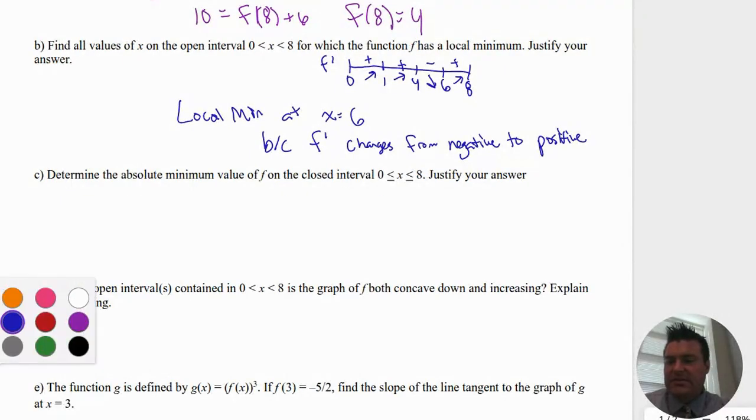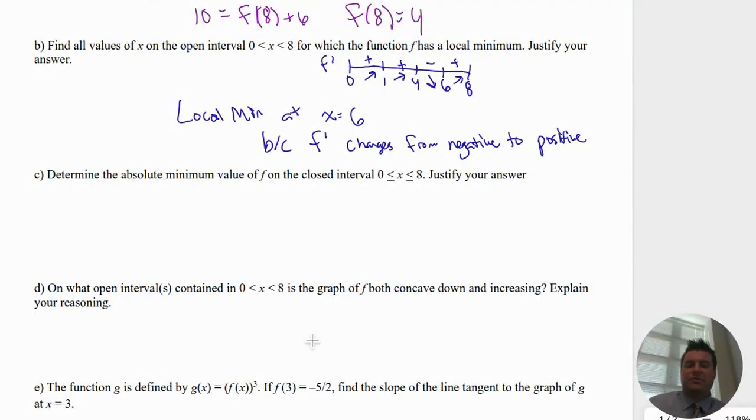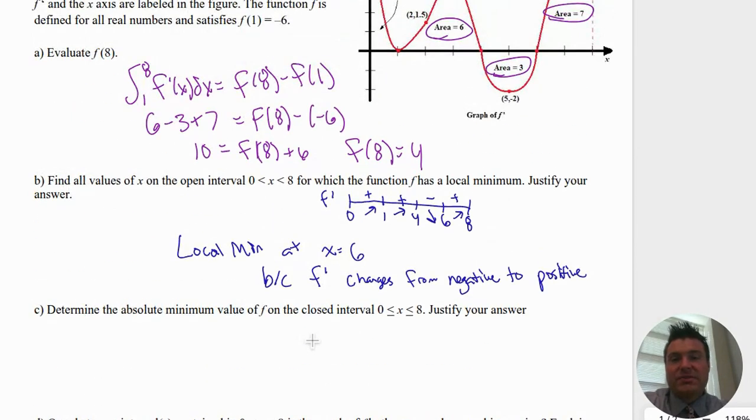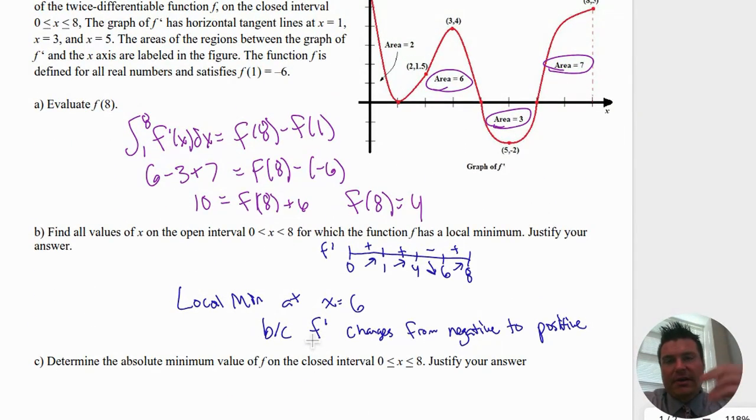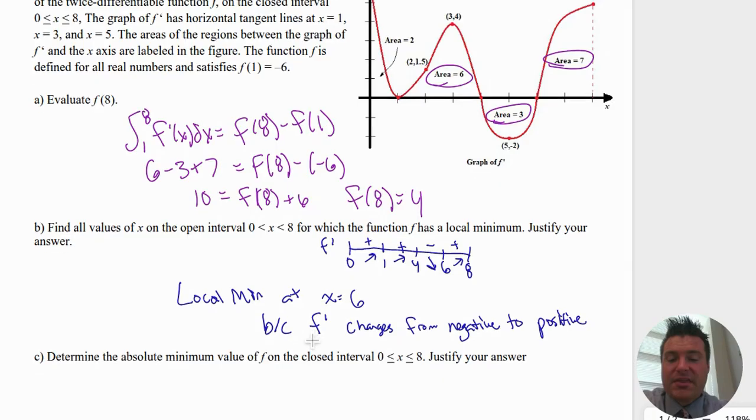All right, for the next section here, I'm going to determine the absolute minimum value, which means I need to use the candidates test. I'm going to use what I did from part A and part B. I'm going to combine that together here. It might be a little bit of work, but we'll get through it together. I'm going to use the part B part to get my critical points, and then I'm going to evaluate those using the part A method.